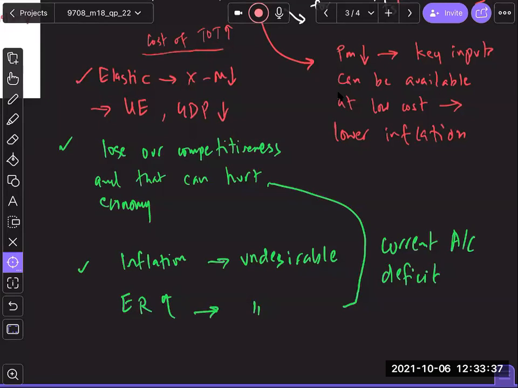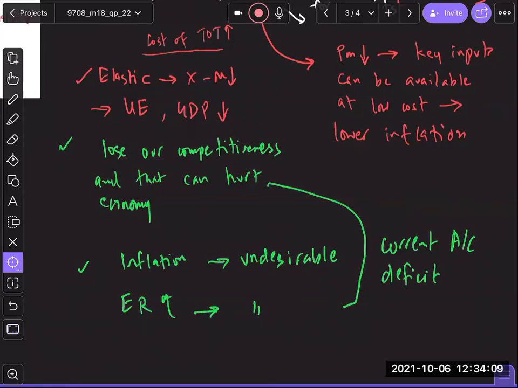TOT might be beneficial if the goods are inelastic. Okay, that's your conclusion. What else? The benefit or cost is dependent on the elasticity of demand. Ibrahim, exactly, if it's inelastic. So we could talk about the elasticity mattering in this case.